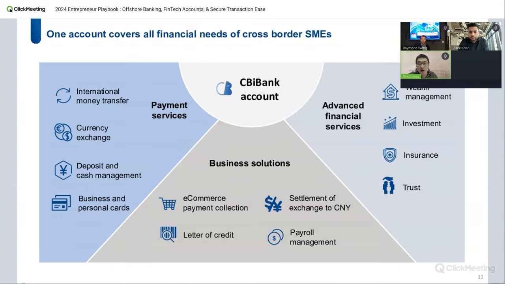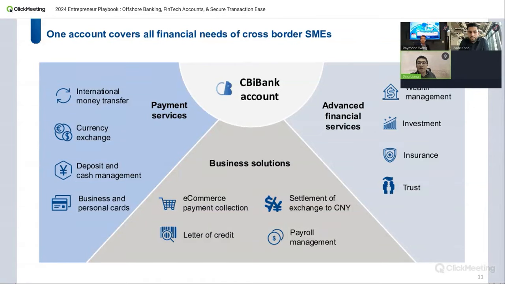So those are 3 core capabilities from us, and built on those capabilities, we provide a suite of products and services to our clients. On this picture, our products and services can be put into 3 layers. The first layer is the core banking functions or payment services. It includes international money transfer, currency exchange, cash management, personal cards, business cards, etc. Every commercial bank provides similar services like this, so I wouldn't put too much time here.